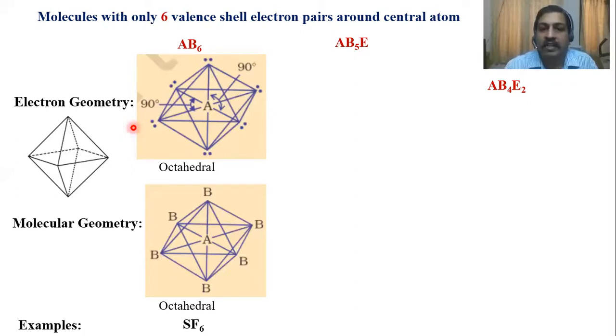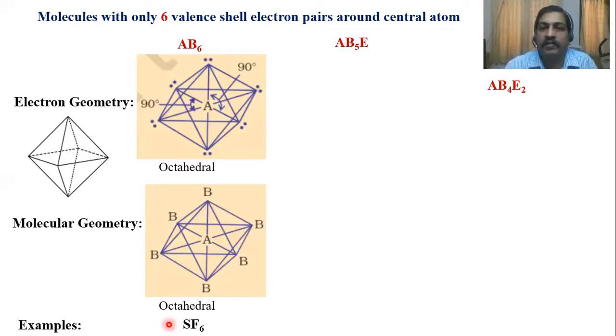Okay, so this is the electron geometry. In AB6 type molecule, all the 6 electron pairs are bond electron pairs and there is no lone electron pair on the central atom. Now molecular geometry is the arrangement of atoms in the molecule, which depends on the arrangement of bonds or the bond electron pairs. So for AB6 type molecule, the molecular geometry is same as electron geometry, it is octahedral. For example, sulfur hexafluoride is a AB6 type molecule and it has octahedral geometry.